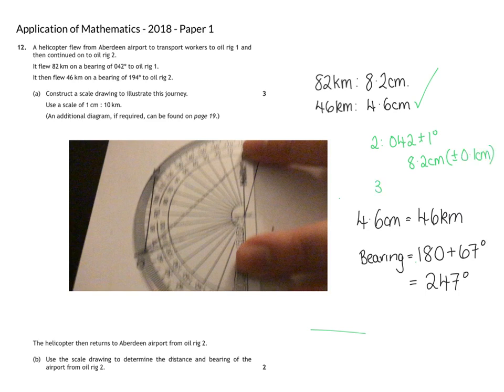And then your third mark for part A is for the correct bearing of 194 degrees, plus or minus 1, and the 4.6 centimeters, plus or minus 0.1 centimeters. And then for part B, as long as your bearing is consistent and your distance is consistent with your drawing, you will get those 2 marks. On to question 13.